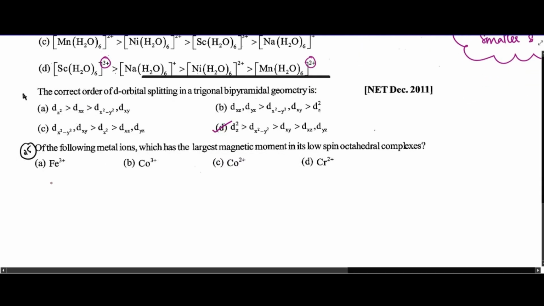Fe3+ low spin is t2g5, number of unpaired electrons 1. Cobalt 3+ low spin is t2g6, number of unpaired electrons is 0. Cobalt 2+ is d7, low spin, t2g6 eg1, number of unpaired electrons 1. Chromium 2+ is d4, low spin t2g4, and number of unpaired electrons is equal to 2. Correct option is option D.